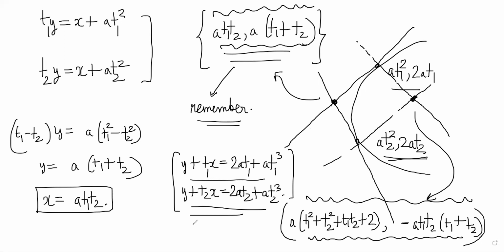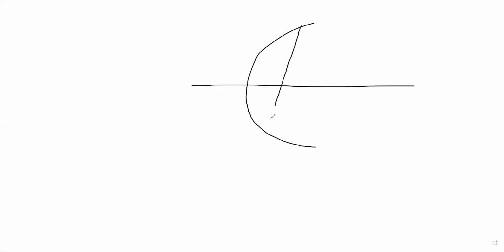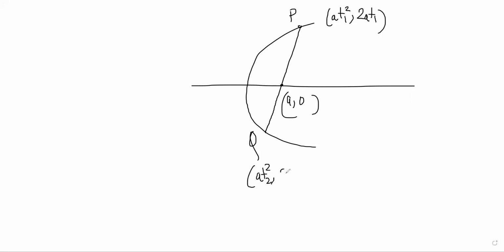Yeah, I have. Okay, then let's say we have a chord of a parabola that passes through the focus, right? This is a chord of a parabola, right? It passes through the focus. Let's say P was the point at1 square comma 2at1, and Q was the point at2 square comma 2at2, right? Now, this type of chord is called a focal chord because it passes through the focus. Now we can find a relationship between T1 and T2 because we know that it passes through the focus.